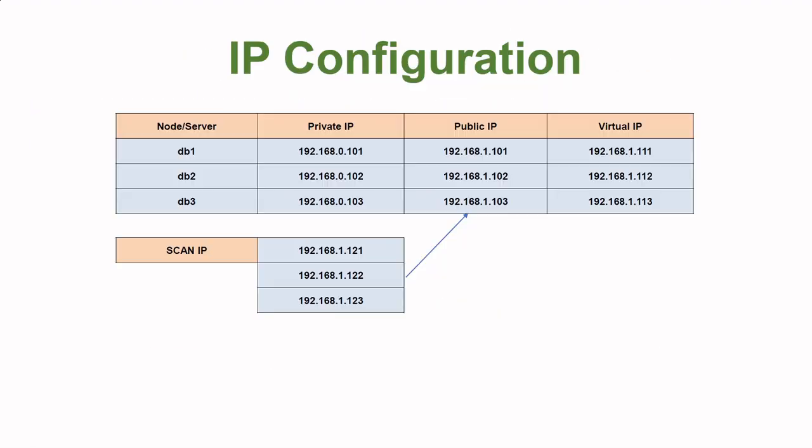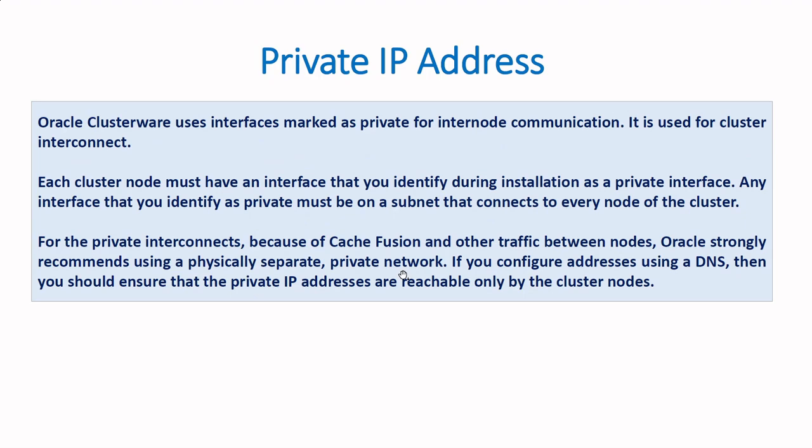So here I was talking about, if for some reason you added a fourth node, so DB1, DB2, DB3, and now a fourth node has come, DB4, node 4. You don't have to have 4 SCAN IPs. You still can keep 3. Minimum is 1, maximum is 3. That is more than enough.